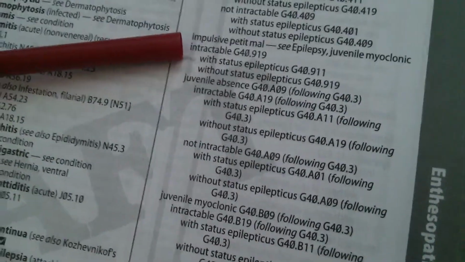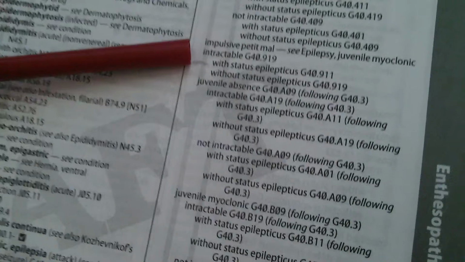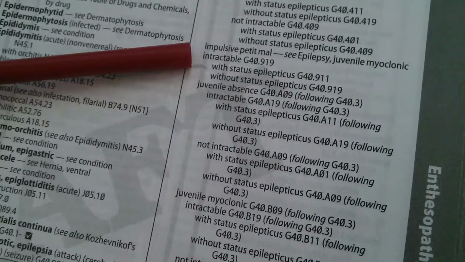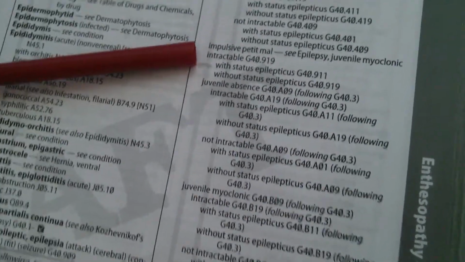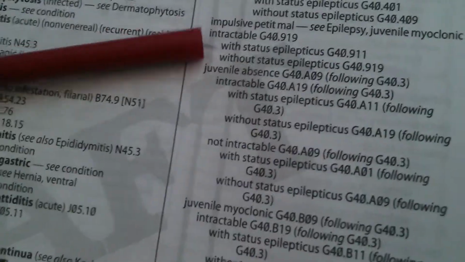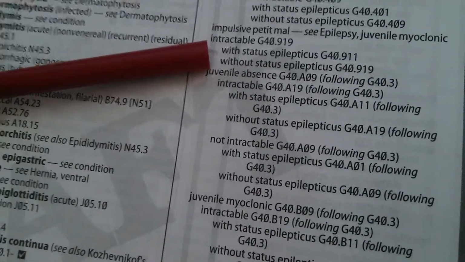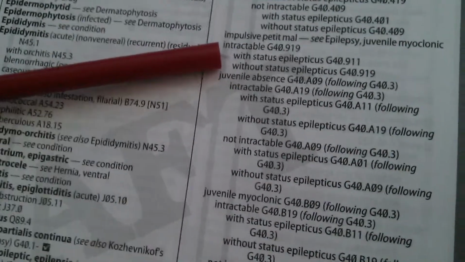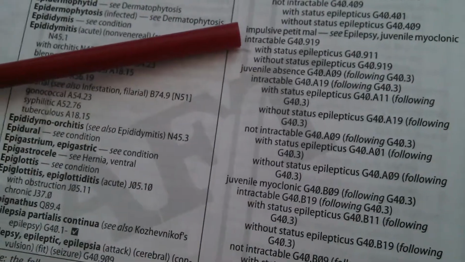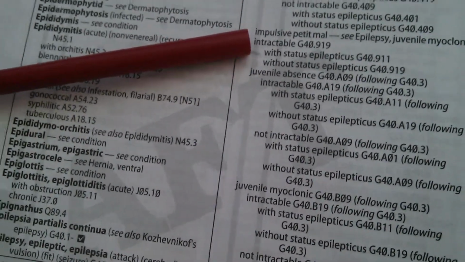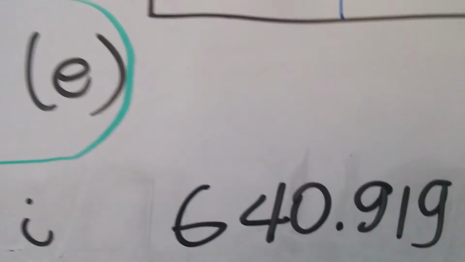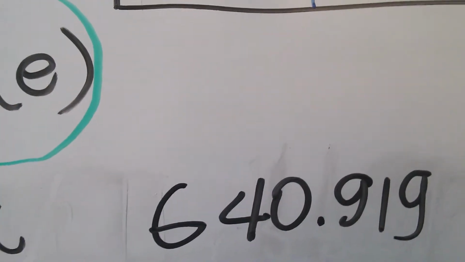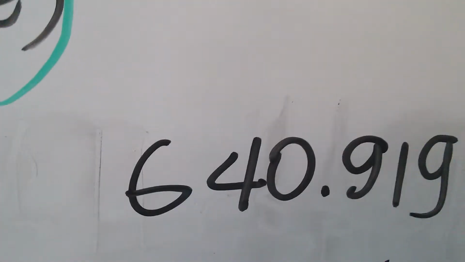Now, underneath intractable as a subcategory, there are only two conditions: with status epilepticus and without status epilepticus. None of those are in our text, so I don't think they're valuable for us here. So the only thing that we have is G40.919. Let's write that code here as a first approximation. Here it is, G40.919. It is written here already.